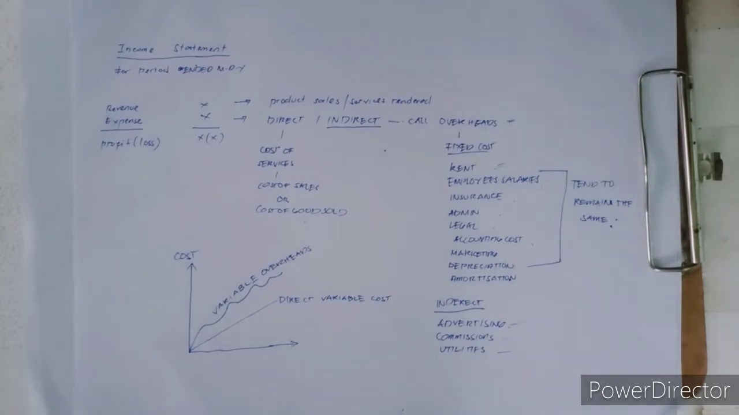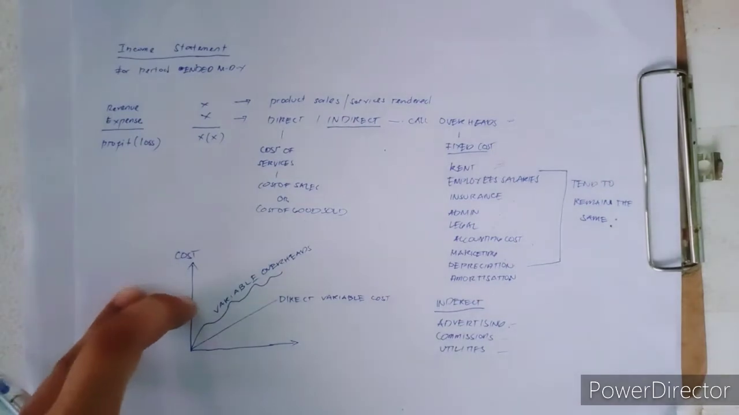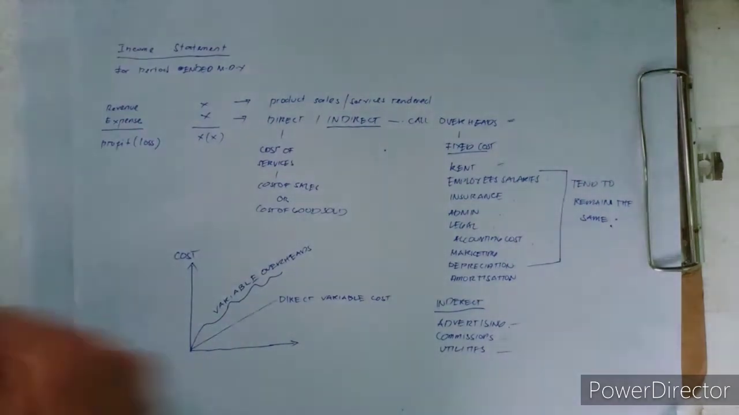When we deduct our indirect costs of doing business from our gross profit, we come up with our operating profit. So this one, operating profit.